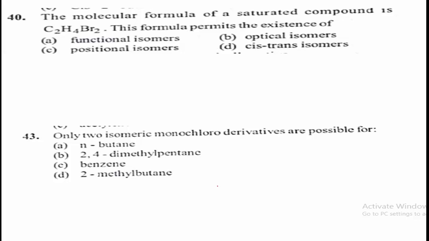Next, question number 40, students. The molecular formula of a saturated compound is C2H4Br2. The formula permits the existence of functional isomers, optical isomers, positional isomers, cis-trans isomers.